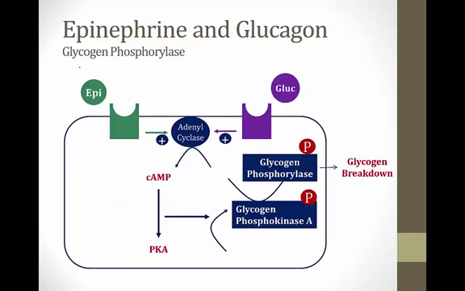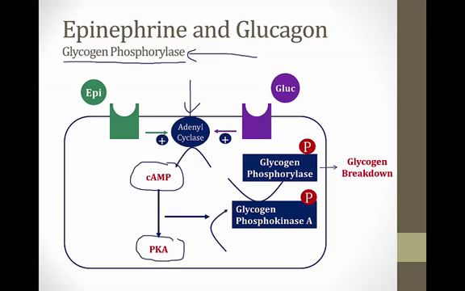Here's a depiction of the effects of epinephrine and glucagon on glycogen phosphorylase. Remember that epinephrine and glucagon are always going to result in enzyme phosphorylation, and remember that they want glycogen phosphorylase to be active so that it can break down glycogen. Epinephrine or glucagon bind to their receptors and they activate adenylyl cyclase. Adenylyl cyclase raises the level of cyclic AMP inside of the cell, and cyclic AMP activates protein kinase A. Protein kinase A then phosphorylates an intermediate called glycogen phosphorylase kinase, and this enzyme then phosphorylates glycogen phosphorylase so that it can go on to break down glycogen.